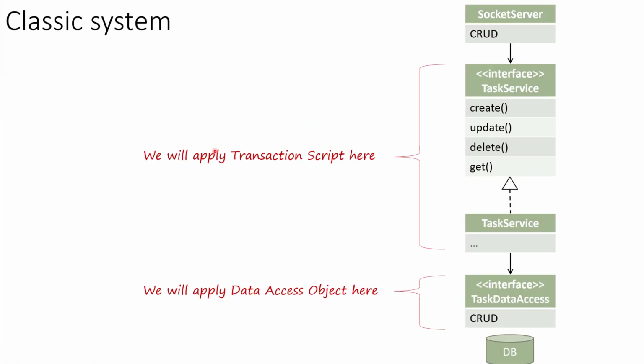Right, so back to this diagram again. For this part here, the domain layer, the business logic layer, we're going to apply the transaction script, or at least one variation of it. And then down here, we're going to apply the data access object, a variation of that.